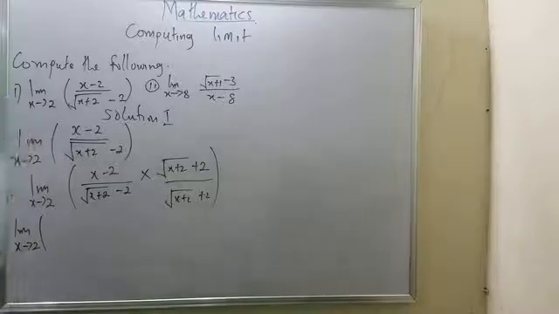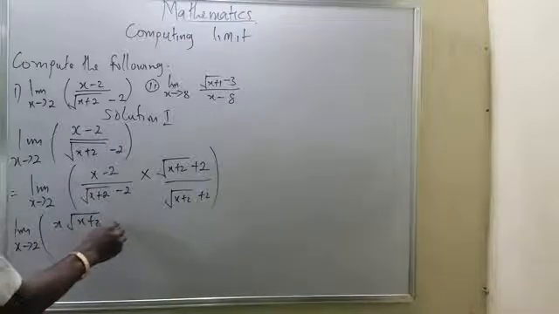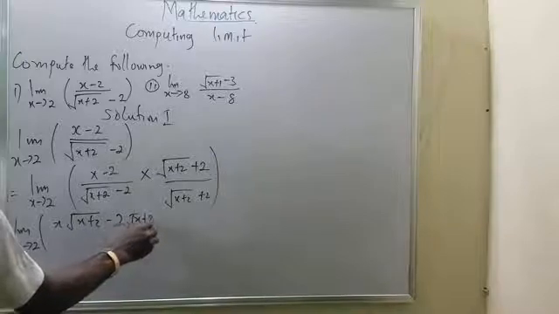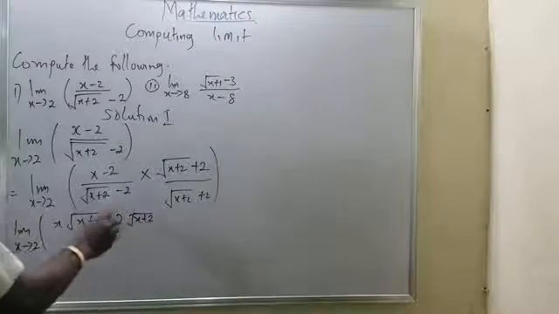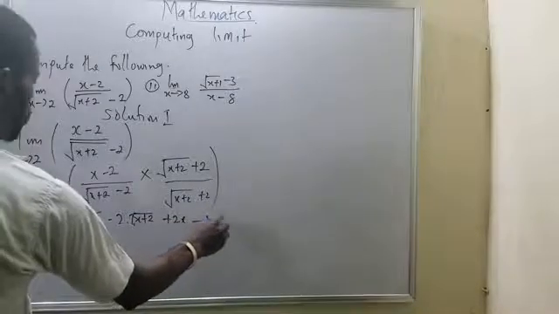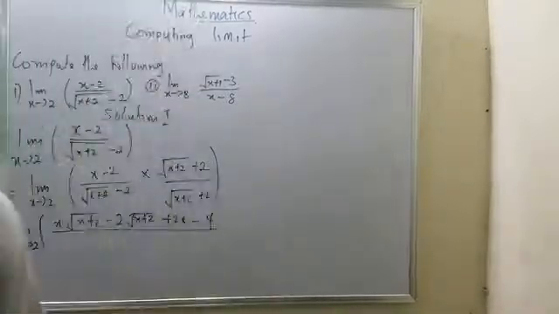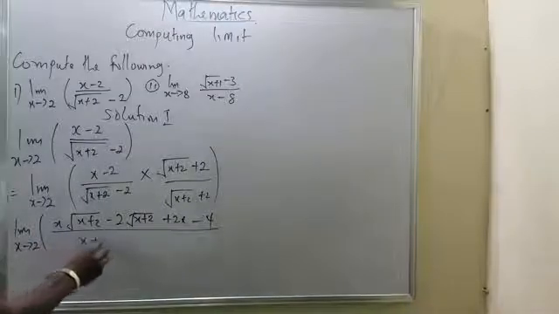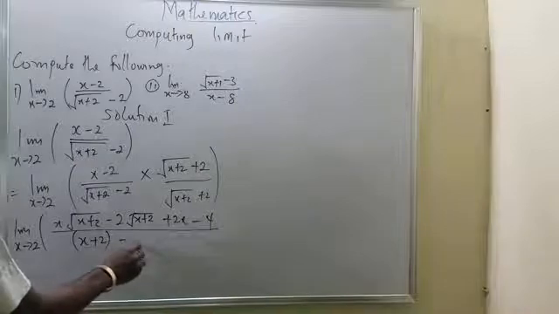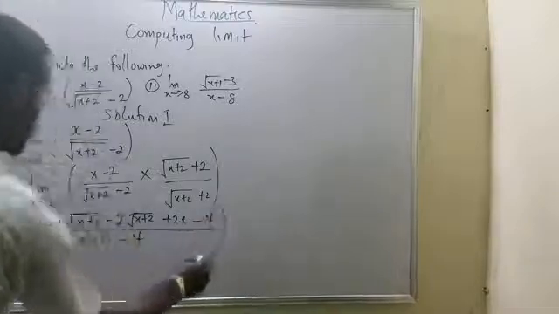Now, bracket close, open. I can now open my bracket, which is I'll be having x root of x plus 2 minus 2 root of x plus 2, and also plus 2x and minus 4, divided by, I don't need to stress myself here, we have done what is called difference of two squares. It means I'll be having x plus 2 and x minus 4. It will be minus 4. With the help of difference of two squares. Don't forget that's difference of two squares.